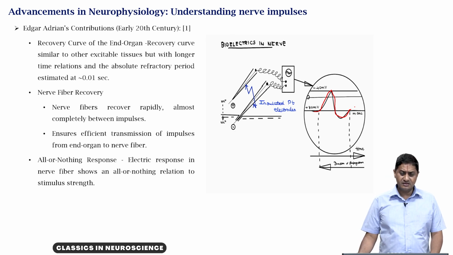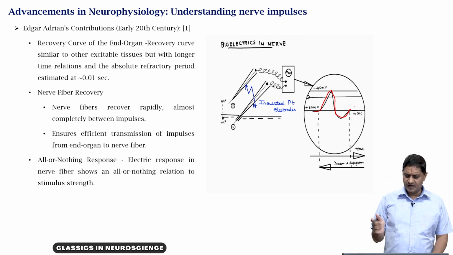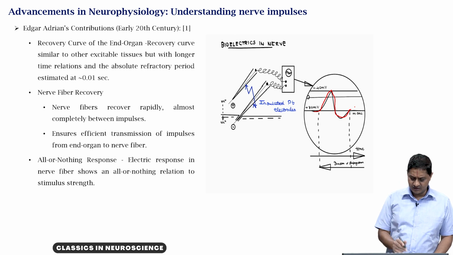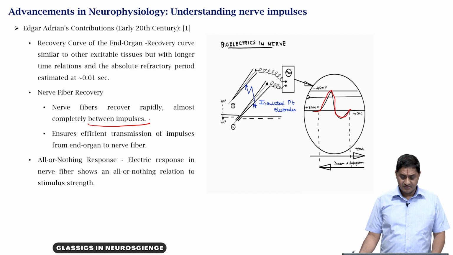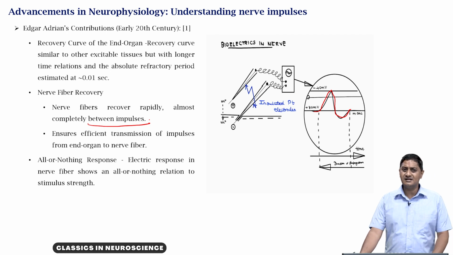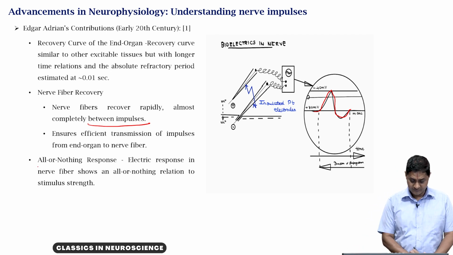So they found that nerve fibers or neurons recover very quickly. So there is a refractory period and they recover very quickly, almost completely between impulses. This ensures that information transmission through impulses from the end organ through the nerve fiber happens relatively fast. It turns out that this is an all or nothing response. It is either present or it is not present.